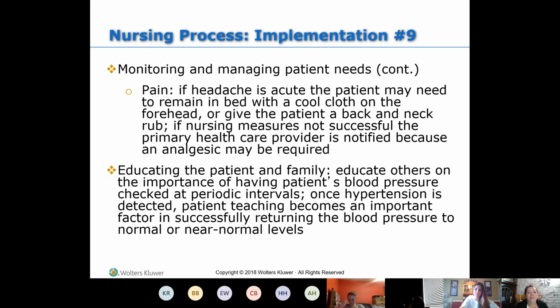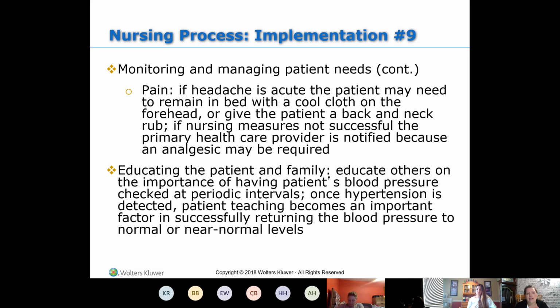If a headache is an acute problem for the patient, give them a cool cloth. Give them a back rub. I know that doesn't seem realistic, but sometimes just getting somebody a cool towel and not blowing off their headache is a big deal. If nursing measures are not successful, then let the doctor know.